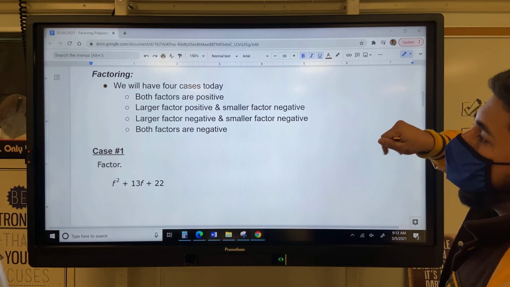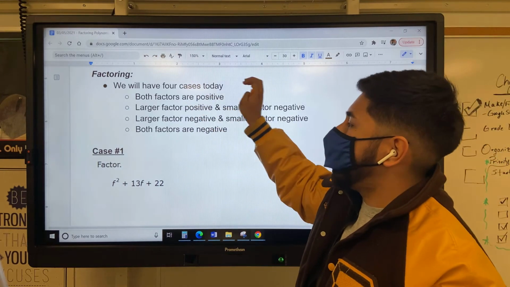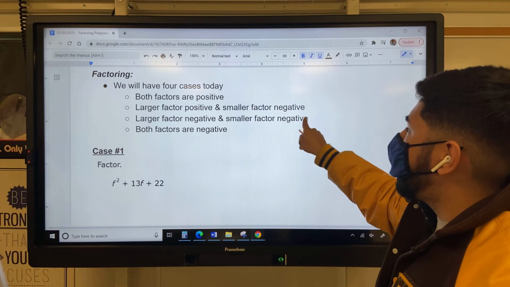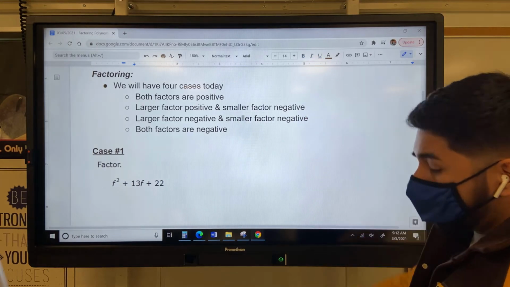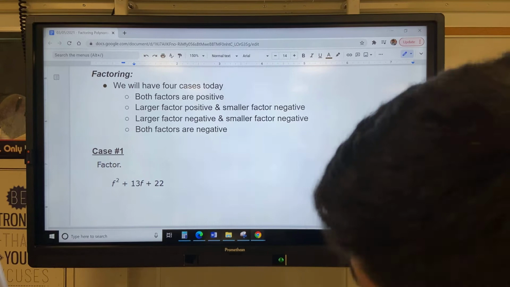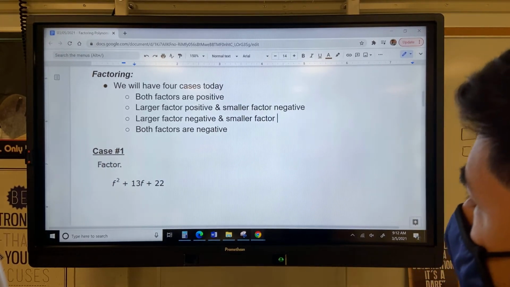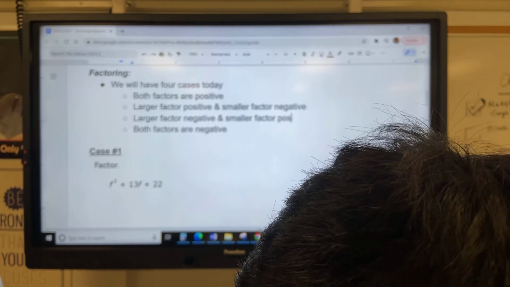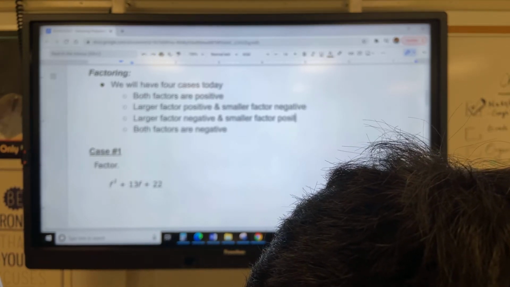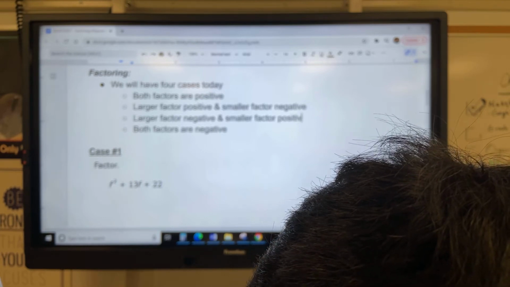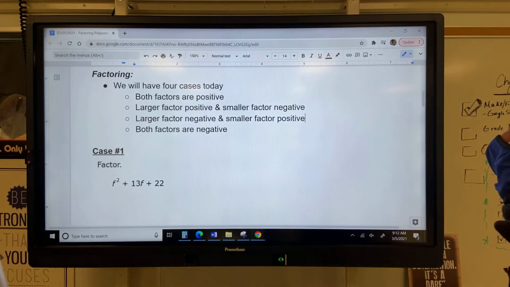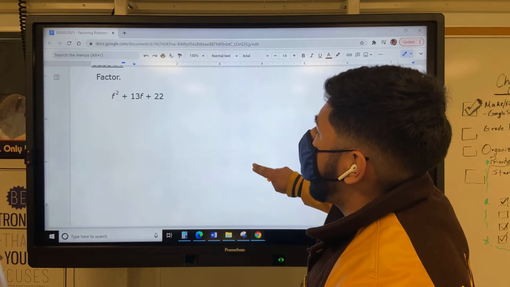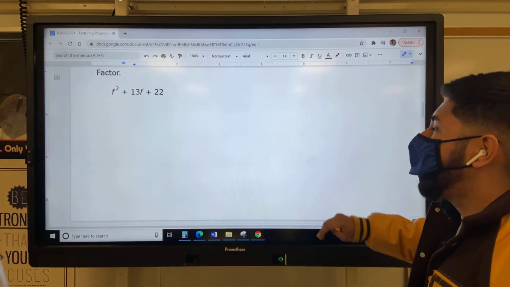So we will have 4 cases today. Factors are both positive, one positive and one negative, one negative and one positive, and then both of them are negative. Case 1, so both are positive. So I have f squared plus 13f plus 22.